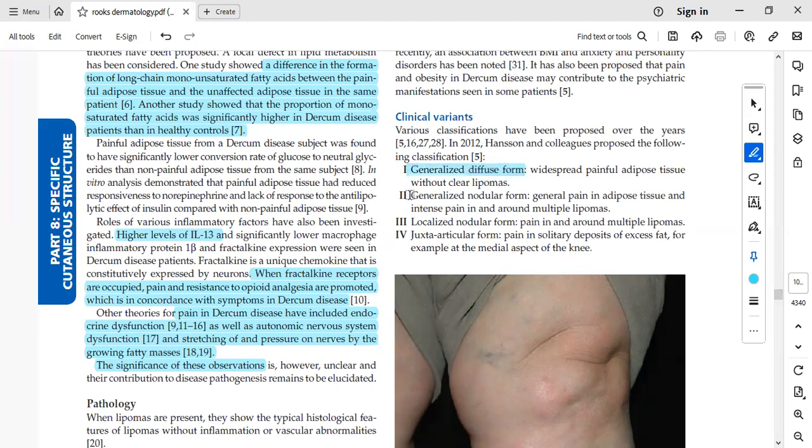Second one is the generalized nodular form. In this, there is general pain in adipose tissue and intense pain in and around multiple lipomas. Number three is the localized nodular form: pain in and around multiple lipomas. And number four is the juxta-articular form. In this one, there is pain in solitary deposits of excess fat, for example, at the medial aspect of the knee.